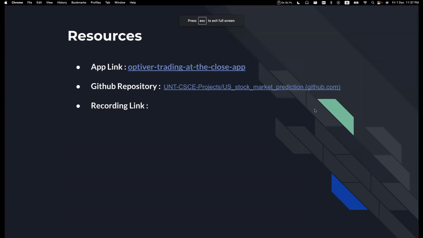for the resources, we use Heroku, and for collaboration and version control we use GitHub, and the recording will be added soon.